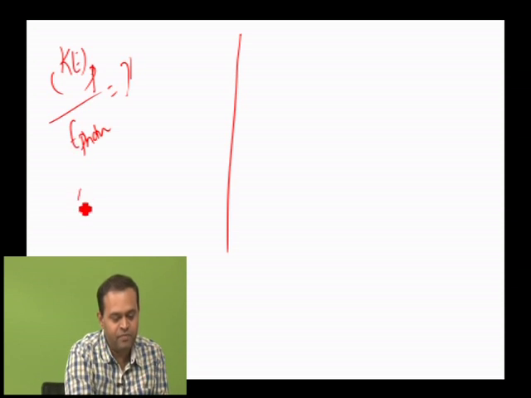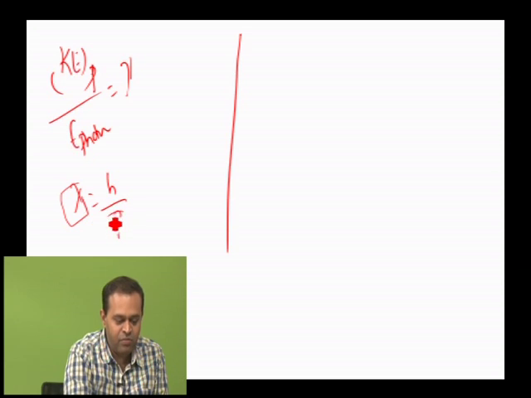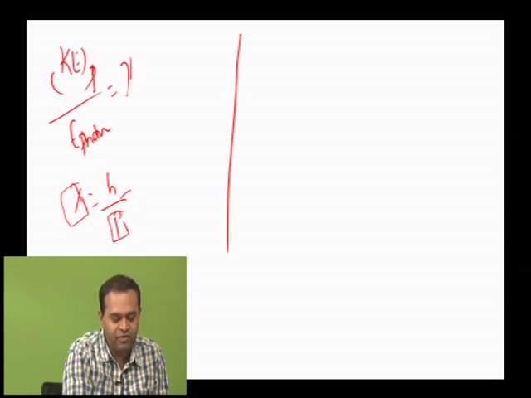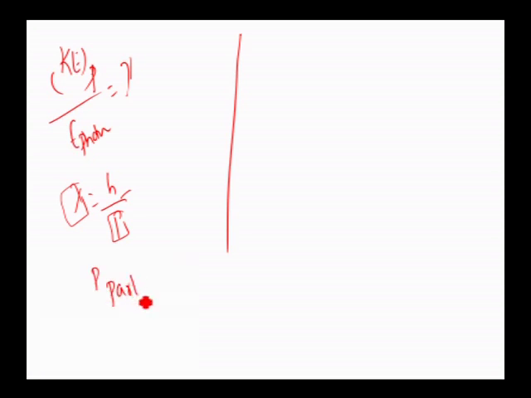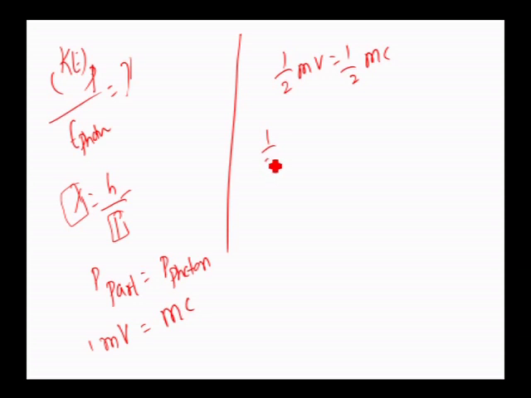You know the expression lambda equal to h by p. If the wavelength is the same, then the momentum is also the same because h is constant, right? Therefore we can write momentum of the particle is equal to momentum of the photon. Correct. For the particle momentum we write mv, and for the photon we write m into c. Now we can write 1/2 mv is equal to 1/2 mc; multiplying both sides by 1/2. Note the changes here: we can write 1/2 mv square by v is equal to 1/2 mc square by c.